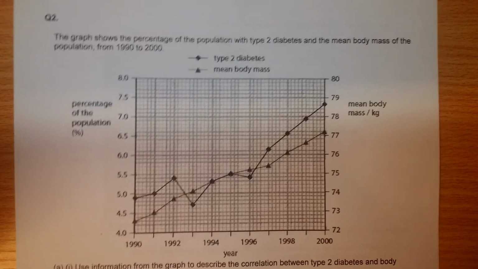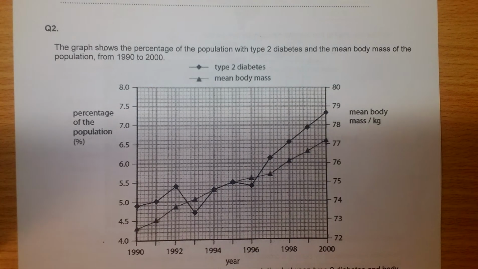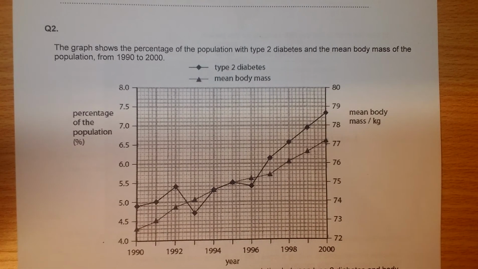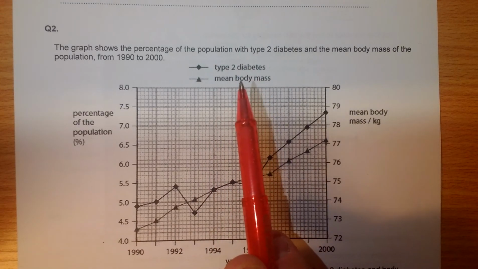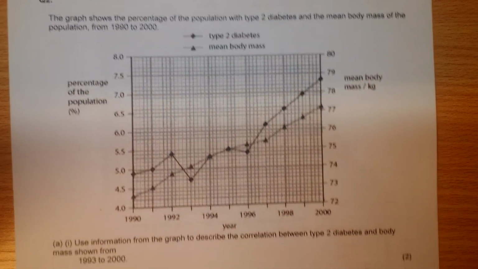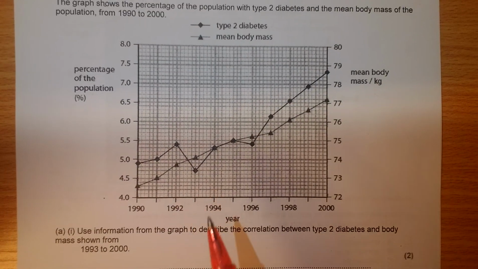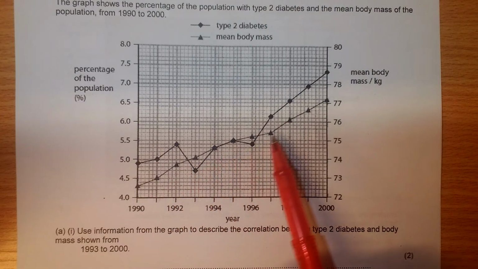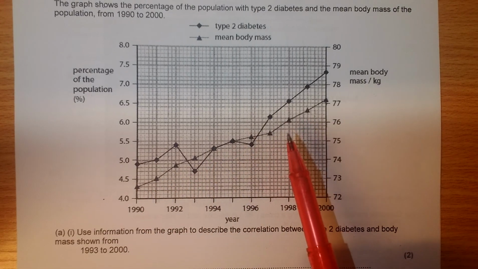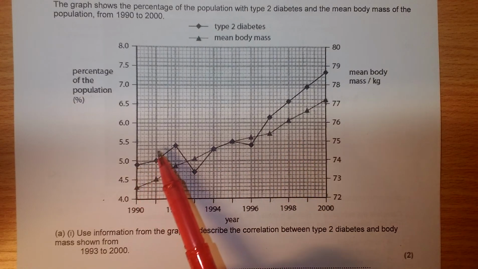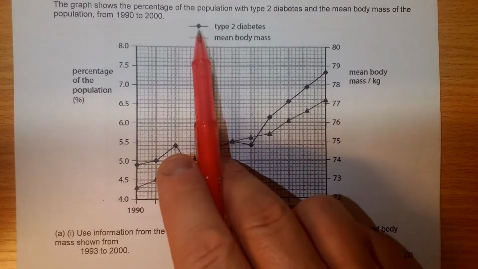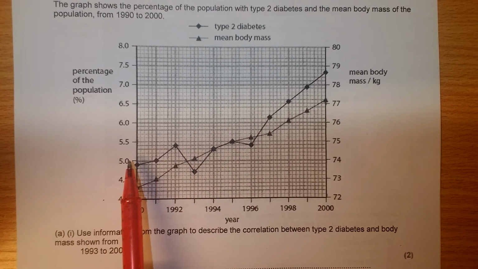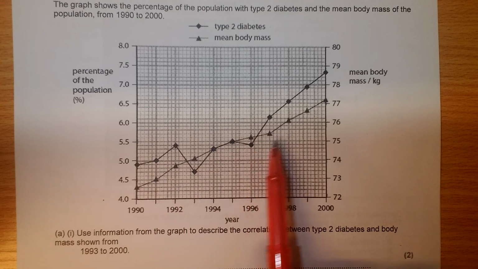Moving on as quick as we can then, question 2 asks us to look at this graph comparing body mass and the percentage of the population that have these body masses, and that's split into people with type 2 diabetes and people with a mean body mass. As we can see, as the mean body mass increases, which is the line with the triangles, that increases fairly steadily, we can see the percentage of the population with type 2 diabetes also increases. So it's a complicated graph, and for the diamonds we need to look on the left hand scale, and for the mean body mass we need to look on the right hand scale.